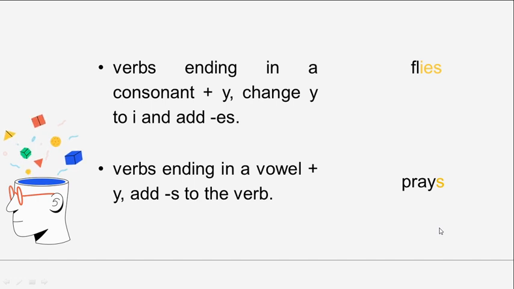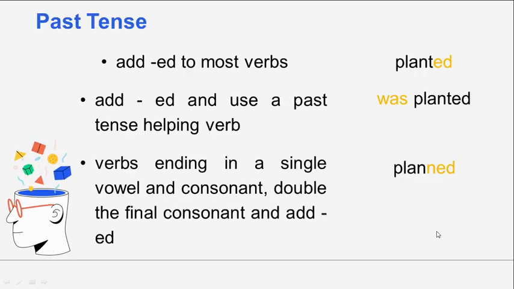So now let's move on to the next tense, which is the past tense of the verb. The first rule, add ed to most of the verbs. Again, you just need to add ed to most of them, but not all of the verbs. For example, plant. You're going to add ed, it will be planted.